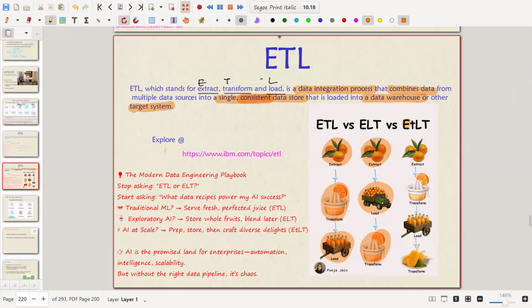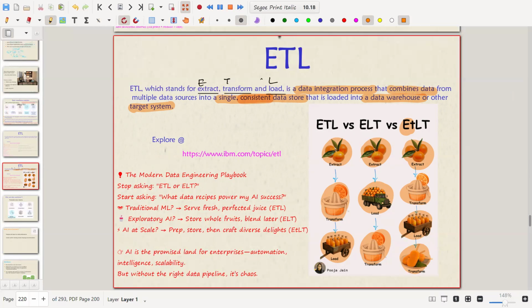What is ETLT? ET means extract, first extract those oranges, then transform those oranges. Then L, that is load the juice, and again transform it. That juice you can further transform into ice creams. So that's the idea. There can be many such terminologies here, but she put the most usable ones, the most regularly or frequently used ones.